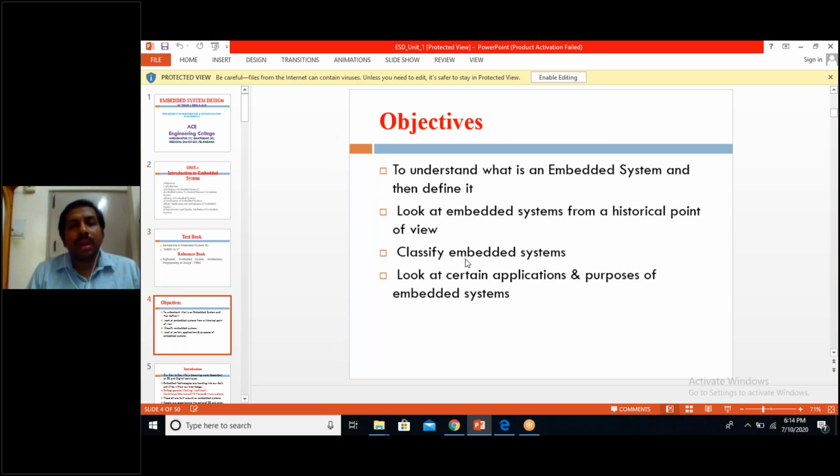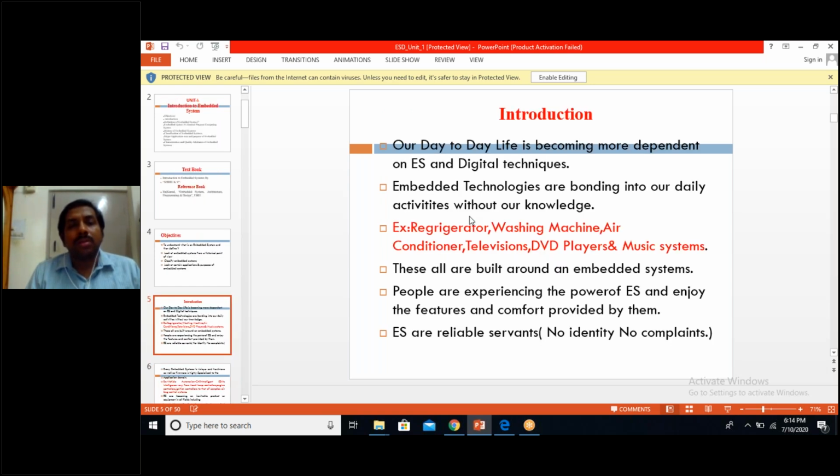So what is the objective of learning this subject is, we will define what is an embedded system. We will look into the history of embedded system and classification of embedded system and applications and purpose of embedded system. So in our day-to-day life, we are depending more on embedded system and digital techniques. These embedded technologies are bounding into our daily activities without our knowledge.